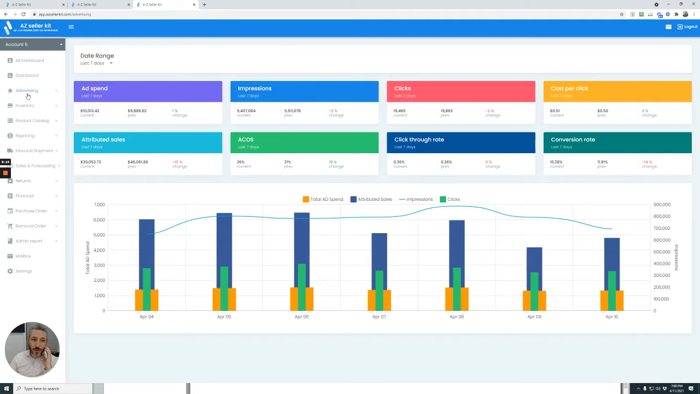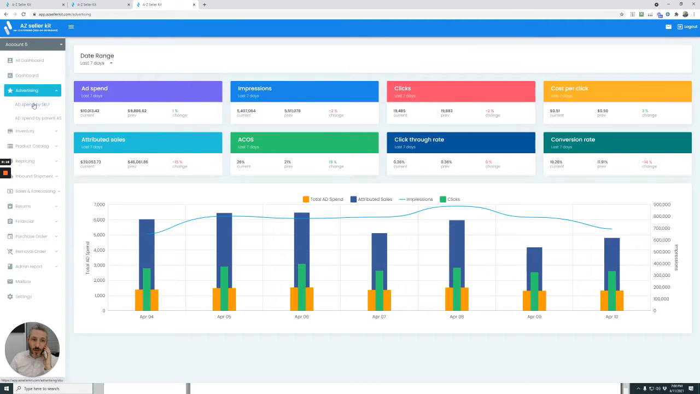So on your main menu, if you click on the advertising, you'll see now it opens up to a dashboard where you can see your ad spend, impressions, clicks, cost per click, attributed sales, your ACoS, your click-through rate, your conversion rate on all of your ads. This summarizes all of your sponsored products. Whatever ads you're running that are sponsored products will be summarized in this view.